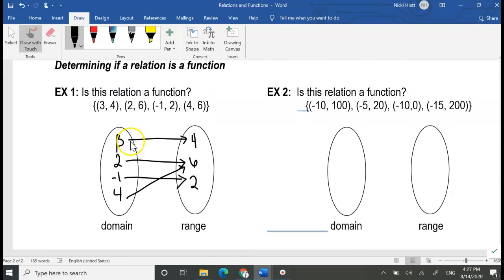And in this case, if we look at all of our x's, this x has one y, this x has one y, this x has one y, and this x has one y. So this is a function. Yes, this is a function.